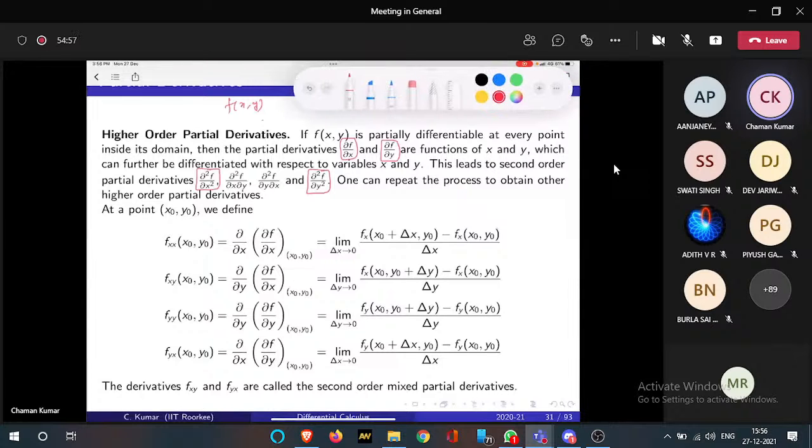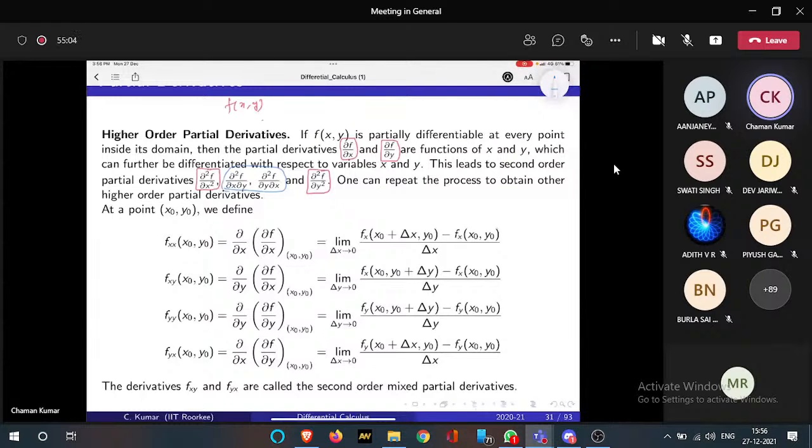Now there are some other types of derivatives also. These are called mixed derivatives, where you first differentiate with respect to y, then with respect to x, or you differentiate with respect to x and then with respect to y. So this is very much clear.